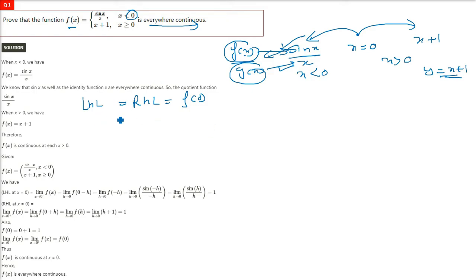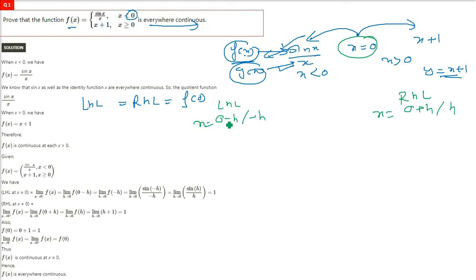And since we have already defined it, that x equals 0, on the left it is sin x by x, and on the right it is x plus 1. So LHL is on the left, that is 0 minus h, and RHL is 0 plus h. So the LHL will be 0 minus h, we'll take it as minus h. For RHL, we are taking x as 0 plus h, so you can take it as h.